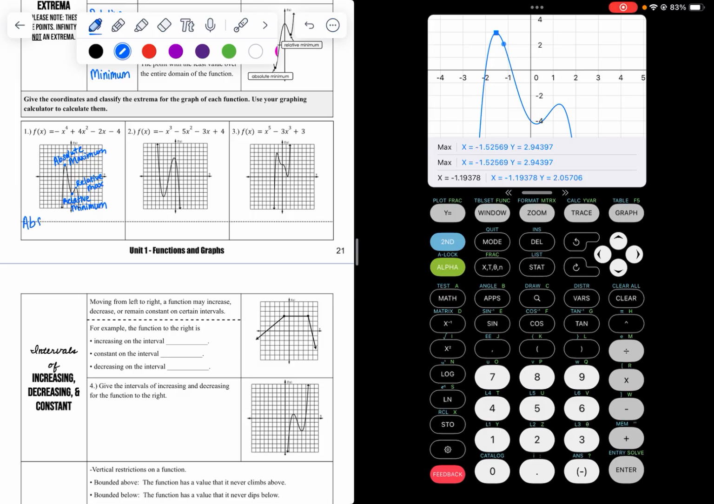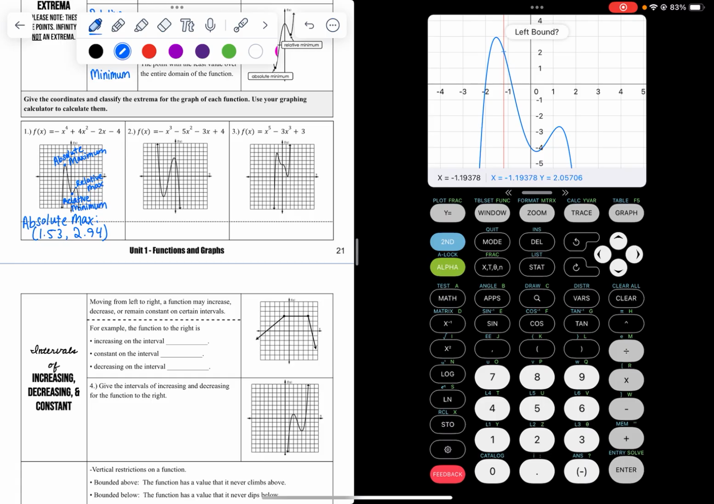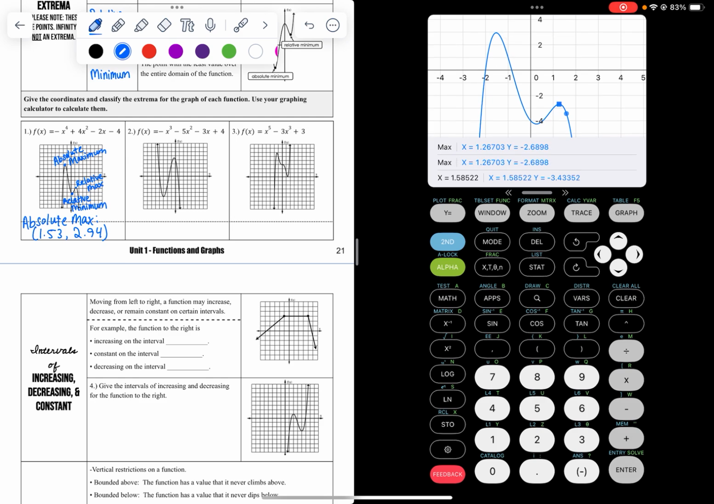So our absolute max is at negative 1.53 and 2.94. And we'll repeat those steps. Second calculate, choose option 4 for the second maximum, the relative maximum we have over here. So again, I'm moving my cursor just to the left of it, hitting enter for the left bound, moving my cursor just to the right of it, hitting enter for the right bound. Again, on a graphing calculator, it would ask you for a guess. You can just move close to it and hit enter.